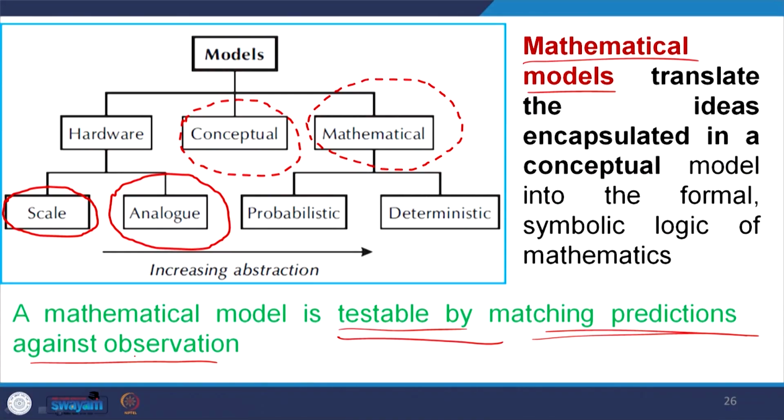So, a mathematical model is testable by matching the predictions against the observation. We have observed something, our observation is mathematically modeled and formulated. Through this formula we come to a result, and this result predicts that this will happen after a certain year. If it happens so, then our mathematical model is right; otherwise, there is nothing like a model.